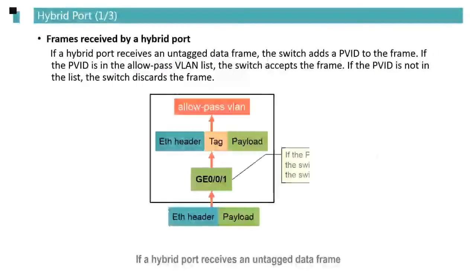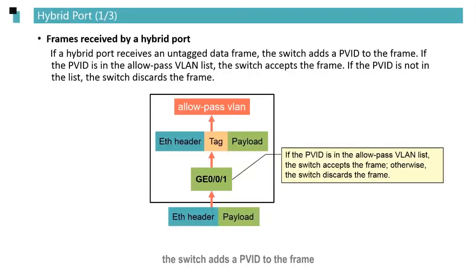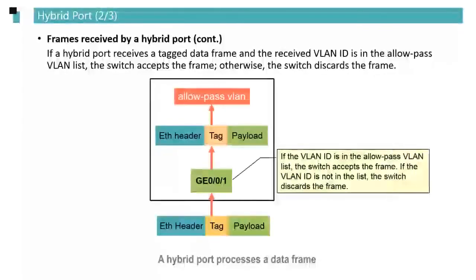If a hybrid port receives an untagged data frame, the switch adds a PVID to the frame. If the PVID is in the Allow Pass VLAN list, the switch accepts the frame. If the PVID is not in the list, the switch discards the frame. A hybrid port processes a data frame as follows before forwarding it. If the VLAN ID is in the Allow Pass VLAN list, the port forwards the frame.